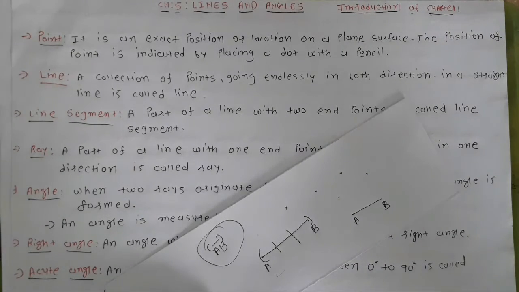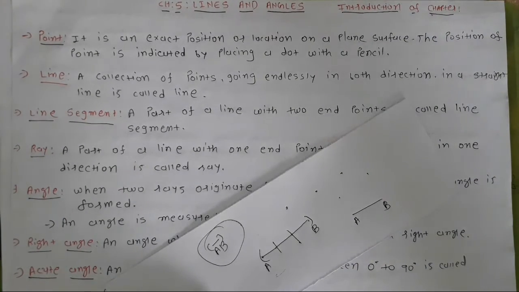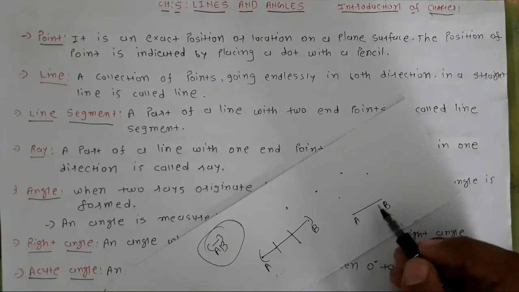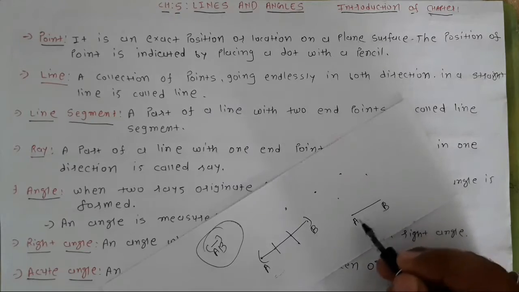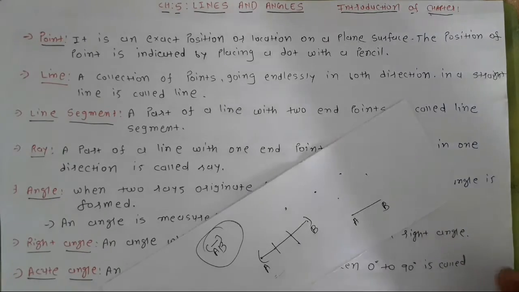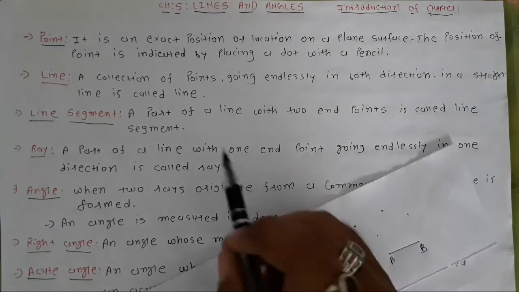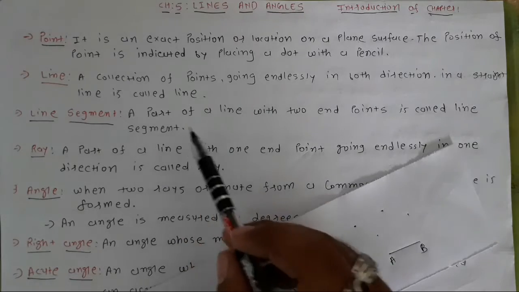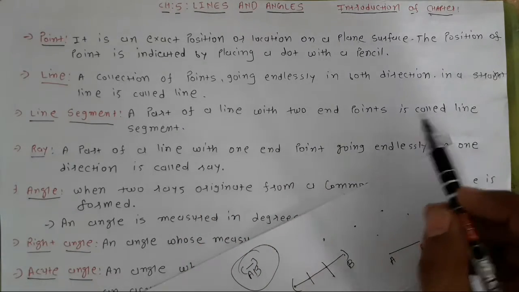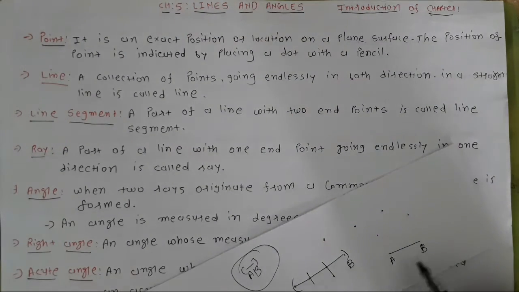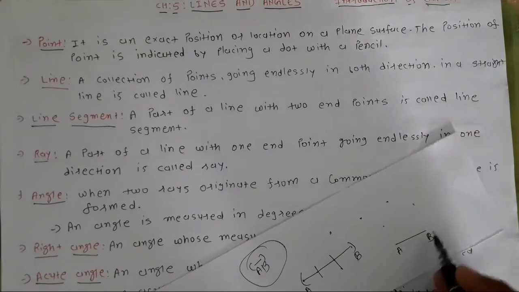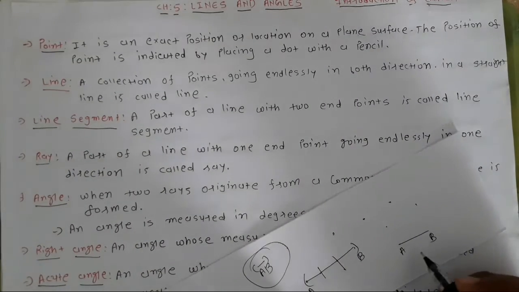Now what is the difference between a line and a line segment? In a line segment, both the ends are fixed. We can measure the length of this line segment. That's why we can write this definition for it: a part of a line with two end points is called a line segment. Now the length of a line segment can be measured as the starting point and end point are both fixed.